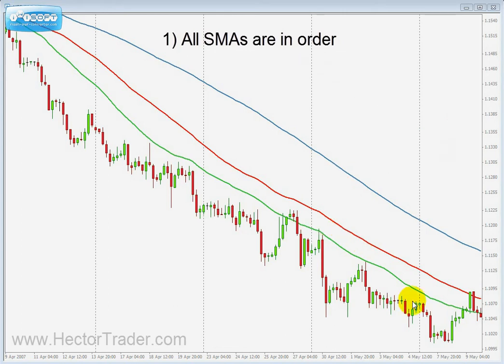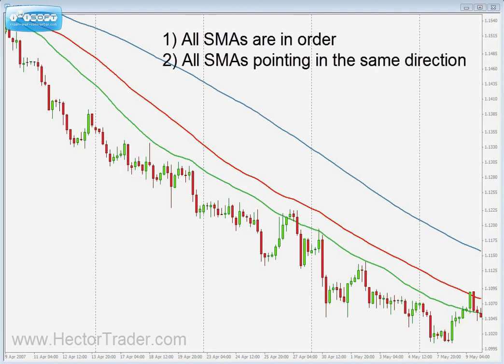Moreover, the second condition is that all the moving averages are pointing in the same direction. Okay, as we can see, all the different moving averages, the 30, the 50, and the 100, are all pointing down in the same direction.